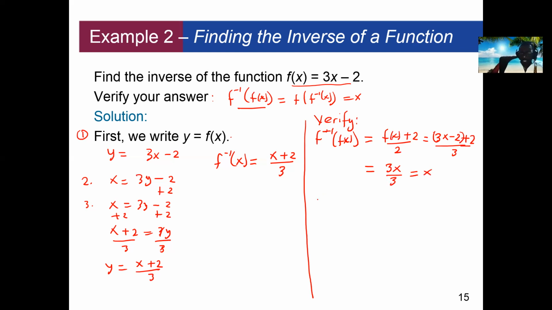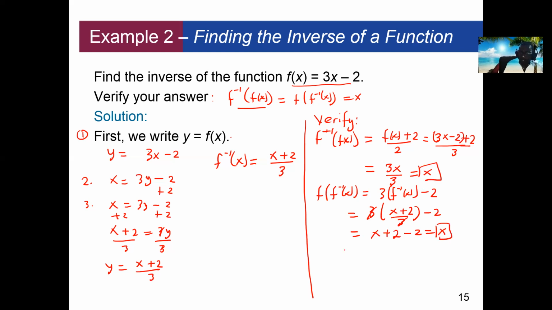On the other hand, let's find f of f inverse of x. Okay, f composed with f inverse, which is 3 times the inverse function, then minus 2. Okay, we get 3 times x plus 2 divided by 3, minus 2. The 3's will cancel out, and then you have x plus 2 minus 2, and that gives us x. So you see that in both cases, we got x. That means that, of course, f and f inverse, these two functions, are inverses.